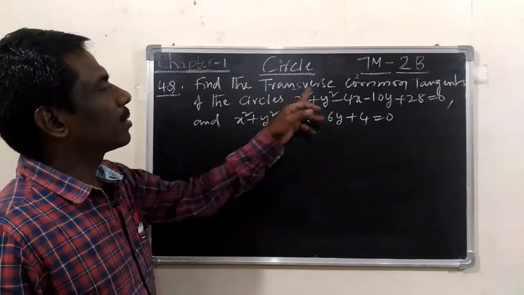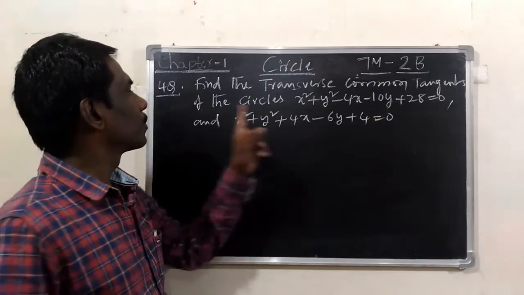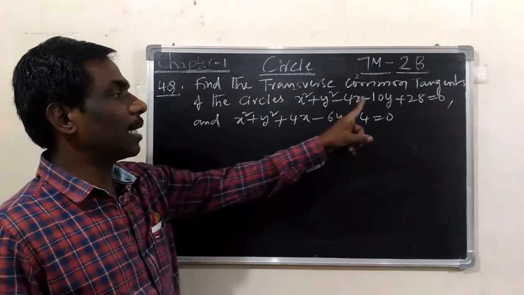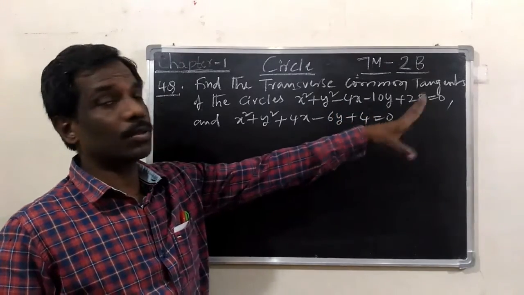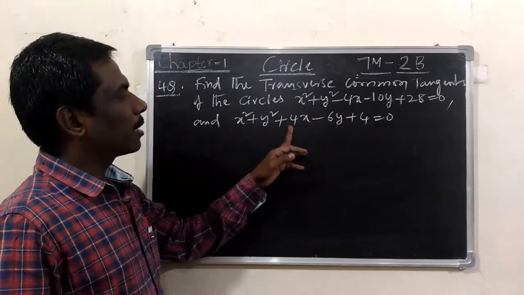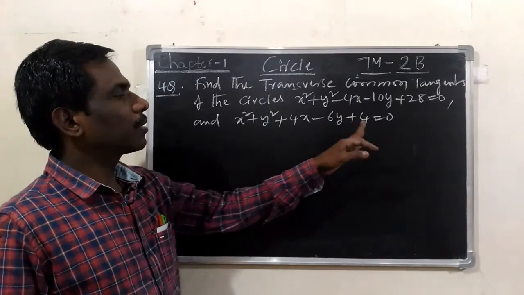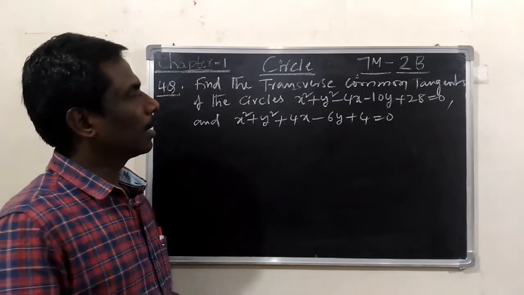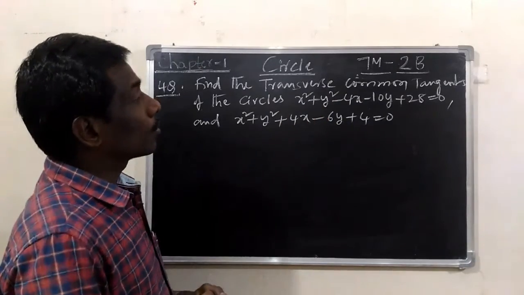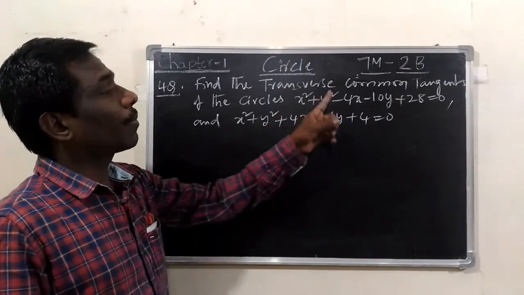Find the transverse common tangents of the circles x square plus y square minus 4x minus 10y plus 28 equal to 0 and x square plus y square plus 4x minus 6y plus 4 equal to 0. They have given two circles and asked for the transverse common tangents.